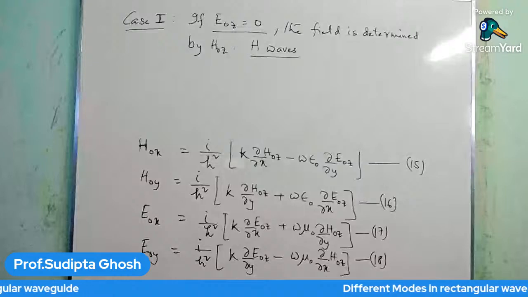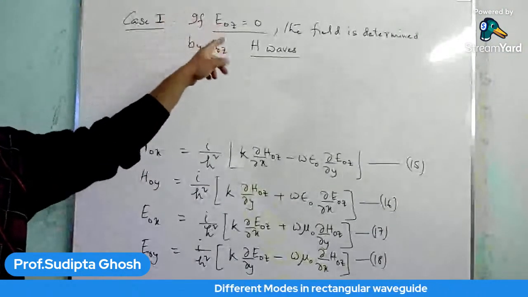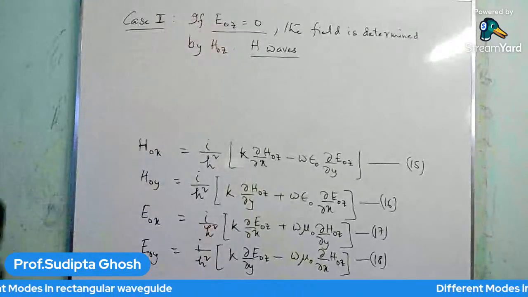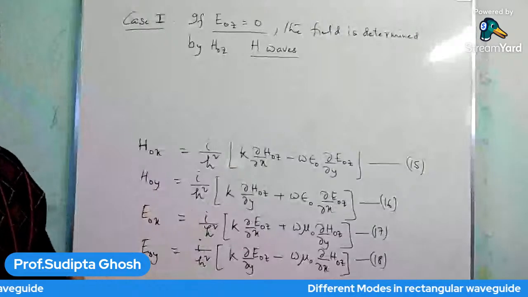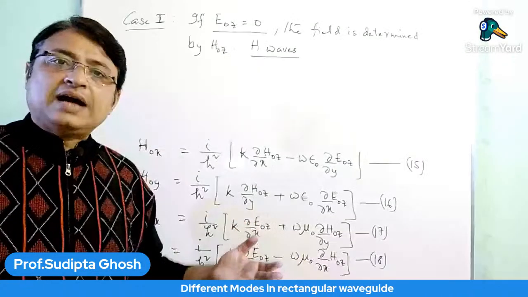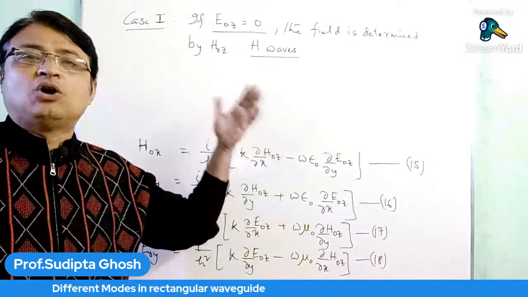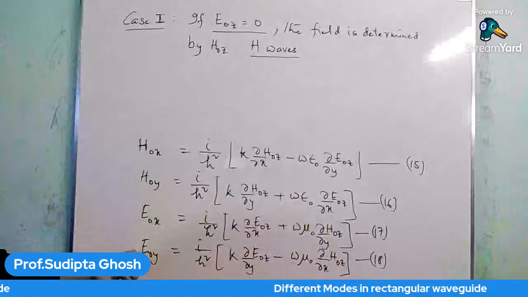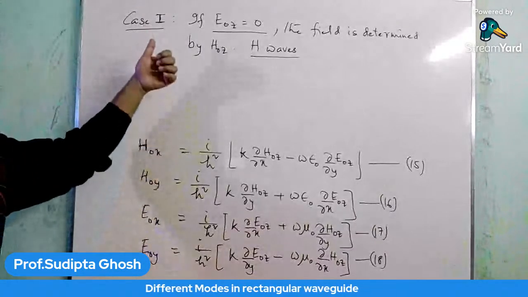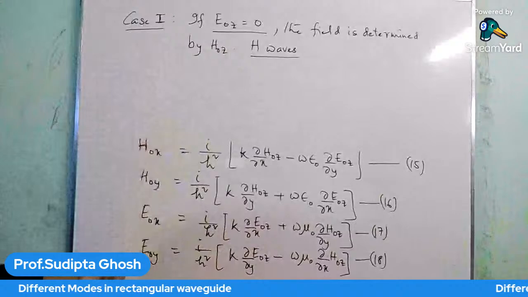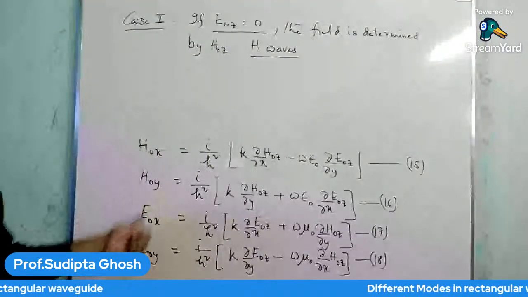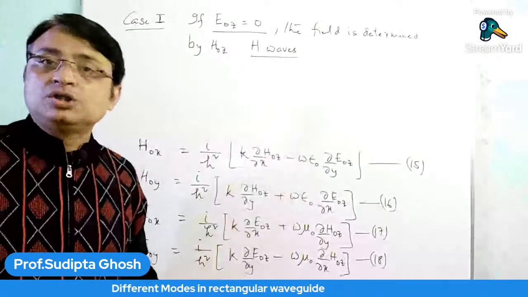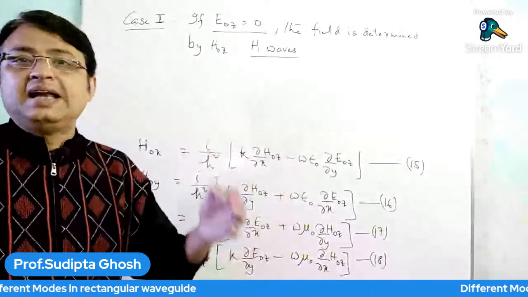As you can see, if the value of EOZ equals 0, what is EOZ? EOZ is the longitudinal component of the electric field. EOX and EOY are the transverse components of the electric field. Since EOZ is 0, the longitudinal component is 0. That means only EOX and EOY are present, so only the transverse electric field is present, and these waves are also known as transverse electric.